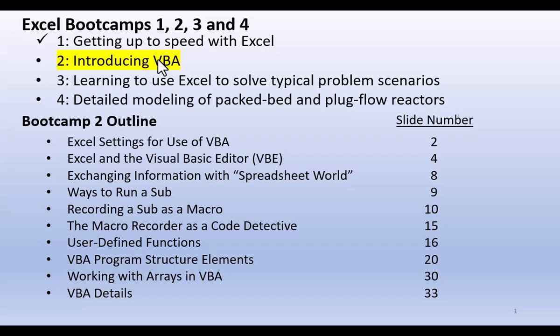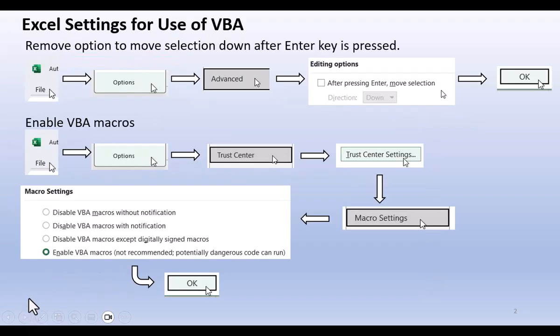So you can see the outline here. We're going to get started by talking about the Excel settings for the use of VBA. We already went through these at the beginning of the first boot camp, but just in case you had jumped over that and came straight to this one, we will review them again.